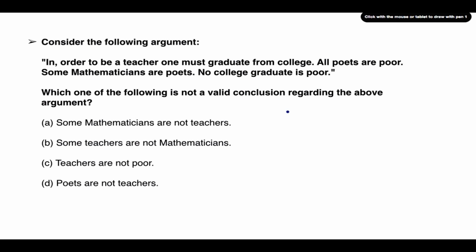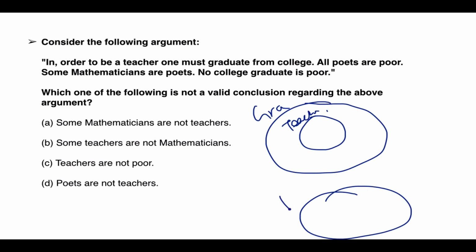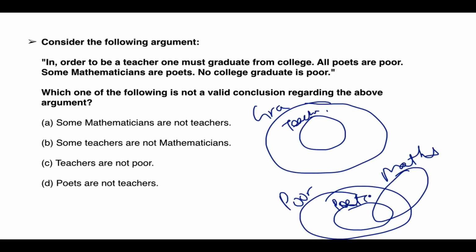So this is a kind of Venn diagram. In order to be a teacher, one must graduate from a college. So this is graduate and this is teacher. All poets are poor. So this is poor and these are poets. Then some mathematicians are poets, so these are maths guys. Some mathematicians are poets and no college graduate is poor, so there can be no overlap. So some mathematicians are not teachers. Yes, some mathematicians who are poets cannot be teachers. Absolutely correct. Some teachers are not mathematicians.